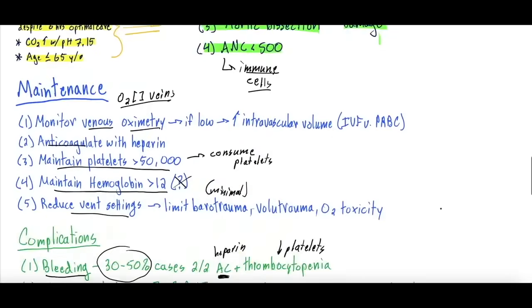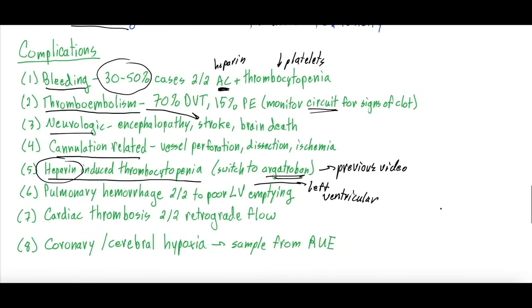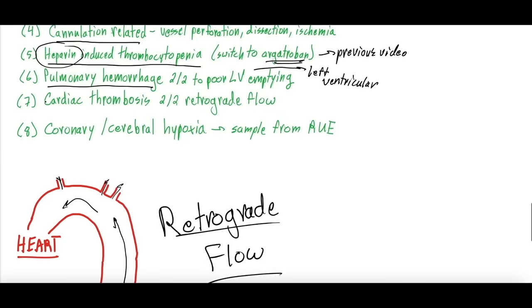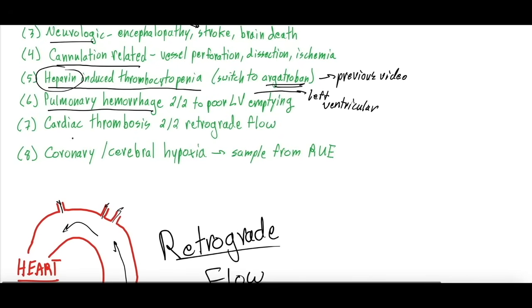All right. In addition to that, you can get cardiac thrombosis. We talked about this with the retrograde flow, right? In VA-ECMO, you're taking blood out of the femoral artery on one side into the ECMO circuit and pumping it into the femoral artery on the other side to retrograde flow up the aorta towards the heart. And if the heart isn't pumping well, that blood can pool in the heart and lead to cardiac thrombosis, or blood clot in the heart, which is obviously bad.